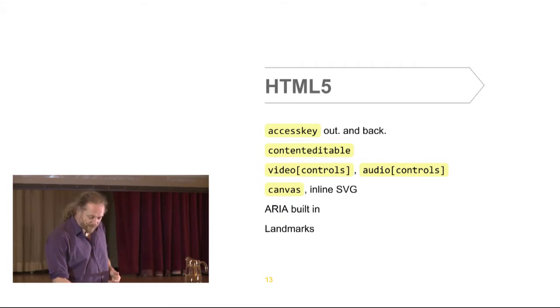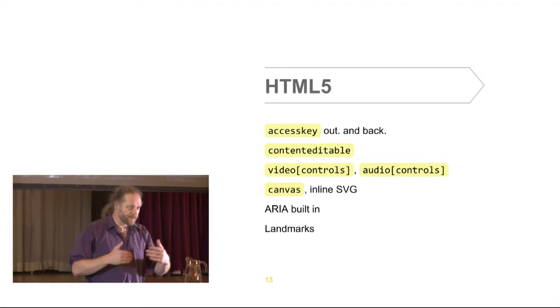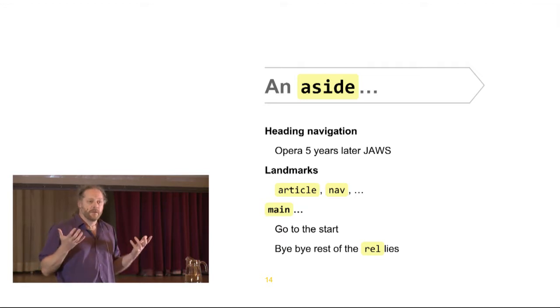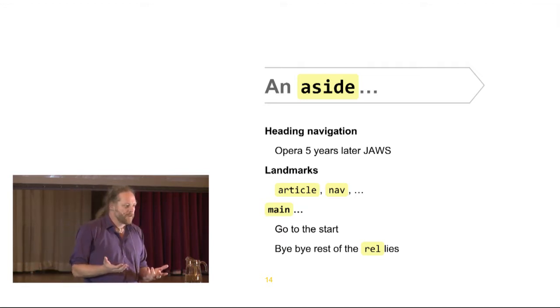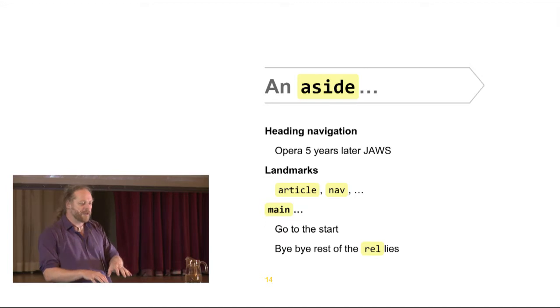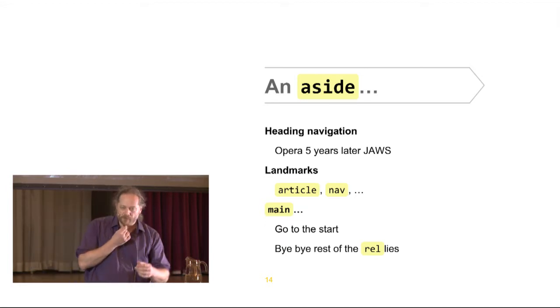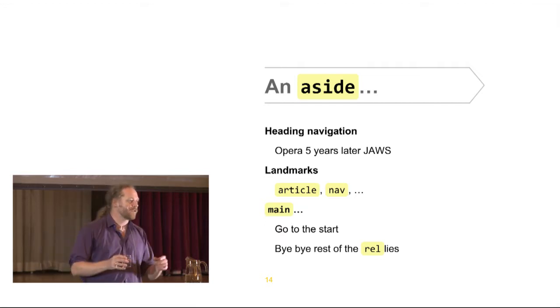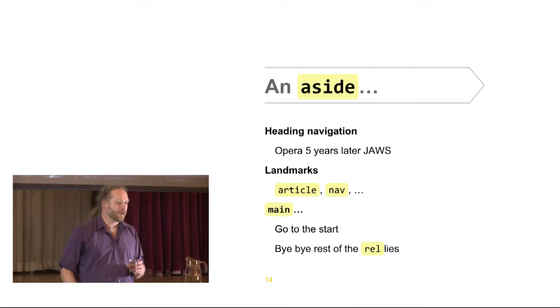We got landmarks, the elements like article, nav, main. Opera, the browser, when people started, you could navigate from heading to heading. But in 2000, like 5 years of this later, you ask a JAWS user, it's like, can you find the main heading of the page?